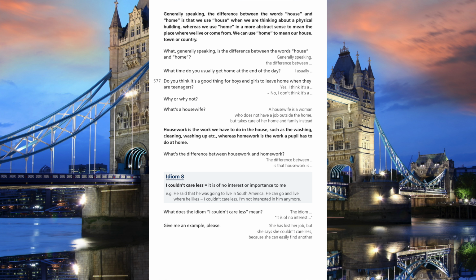Idiom 8. I couldn't care less equals it is of no interest or importance to me. What does the idiom I couldn't care less mean? The idiom I couldn't care less means it is of no interest or importance to me. Give me an example, please. She has lost her job, but she says she couldn't care less because she can easily find another.